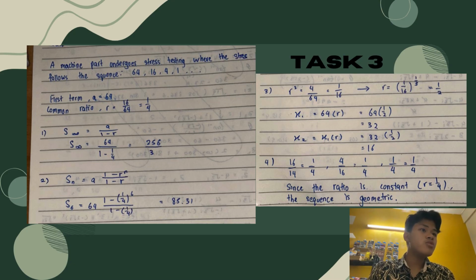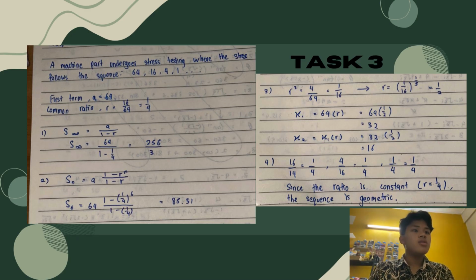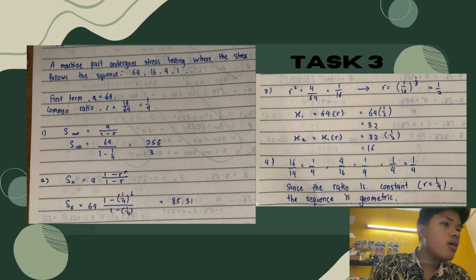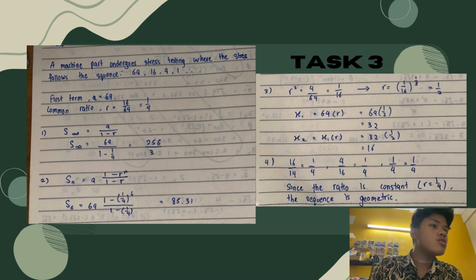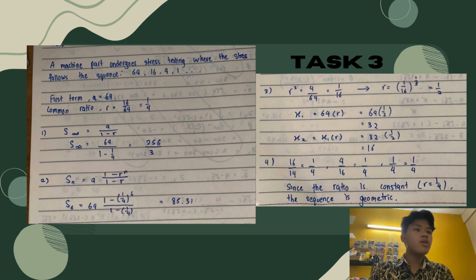First, we use 64 times r, equals 64 times 1/4. We get 16. For the second number, we use the first answer and r. We get 16 times 1/4, we get 4. Okay, the last question is prove that the sequence is geometric.